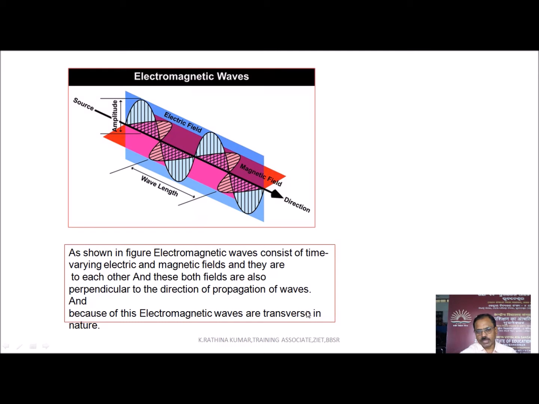Actually, the difference between transverse and longitudinal is that transverse means the oscillations are perpendicular to the direction of propagation. That property the electromagnetic wave has. That is why it is transverse in nature, just like ripple formation on the water surface. So these are all examples. Like that, the electromagnetic wave also has fields perpendicular to each other, and the propagation of the wave moves ahead in the direction of z.